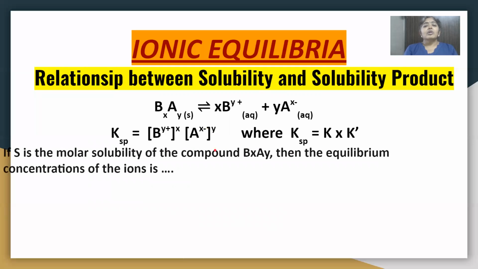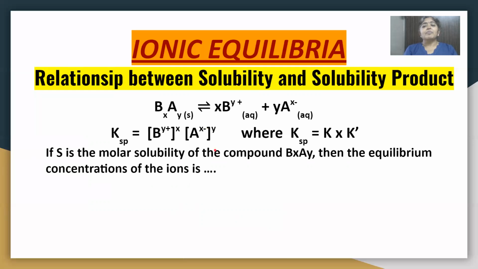All right. Now, suppose S is the molar solubility of the compound. Suppose this compound BxAy has the molar solubility S. That means S moles are dissolved per liter of solution. Then what will be the equilibrium concentration of the ions, children? The number of moles that are dissolved, you have to multiply by the coefficient in the balanced chemical equation. So the concentration of B ions will be x times S, and similarly the concentration of the negative A ions will be y times S.